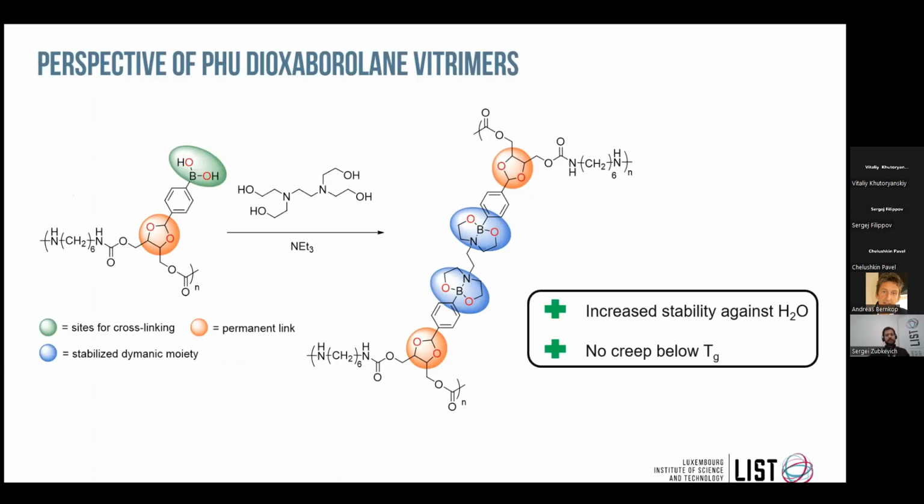And finally, we were thinking about the perspective. Since dioxaborolane moieties are quite moisture sensitive, can we increase their stability? According to some literature findings, you can do that by making donor bonds between nitrogen and boron that will allow to boost the moisture stability and general stability of the dynamic bonds. And so this is in the plans for the further development of this topic.